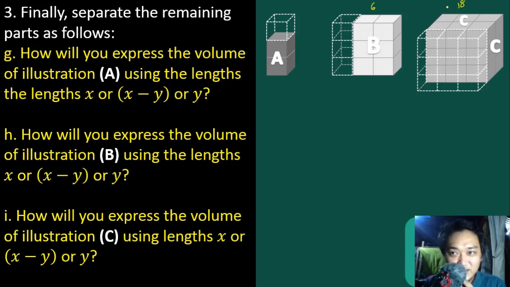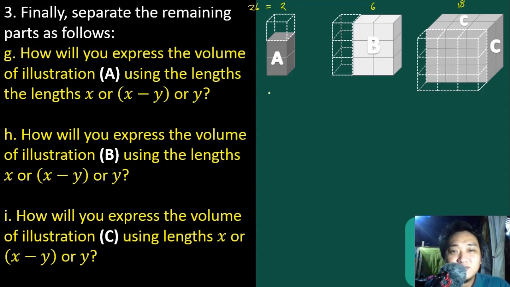So, that will be 24. 24 plus 2 cuboid. Ito, plus 2 cuboid. So, that will be 26. All in all, we have 26 cuboid. 26 cuboid less 1 cuboid kasi sinadya nating bawasan niya ng isa.